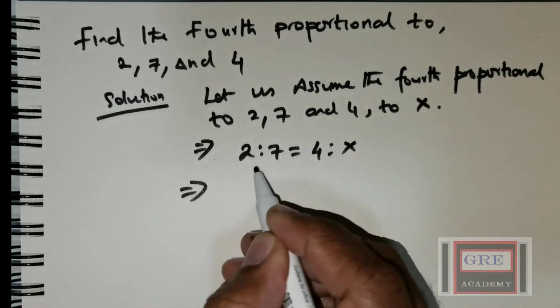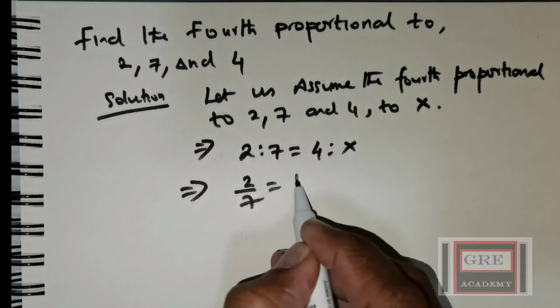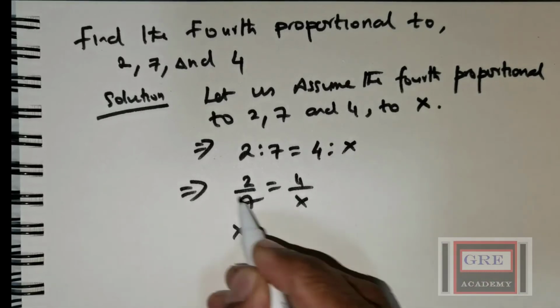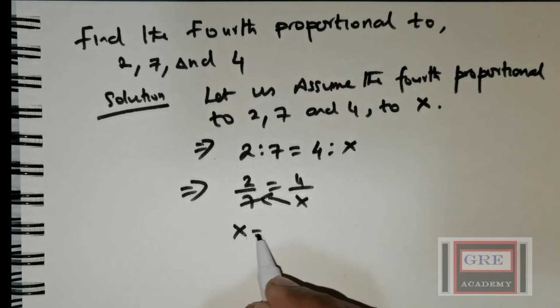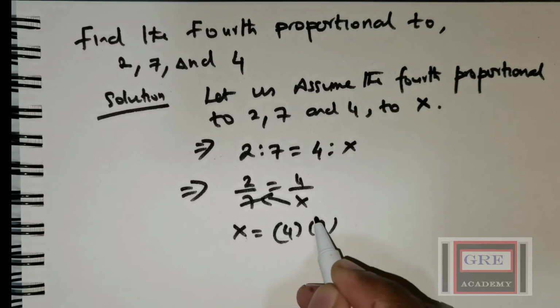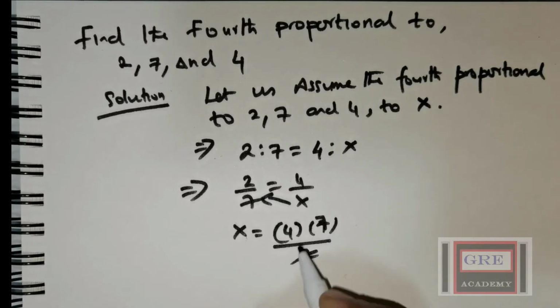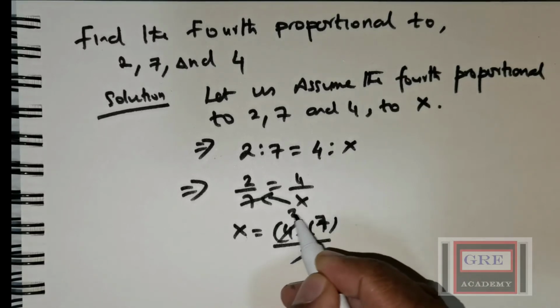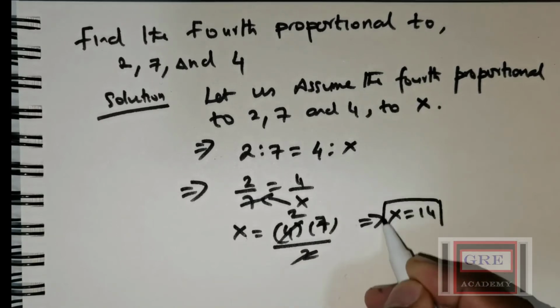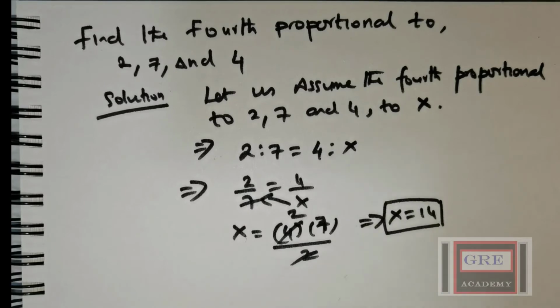So this can be further rewritten as 2/7 is equal to 4/x, which can again be rewritten, taking x to the left side, as x is equal to 4 times 7 divided by 2. 2 divides 4 2 times. 2 times 7 is 14. So this implies x is equal to 14, which is the solution to this question.